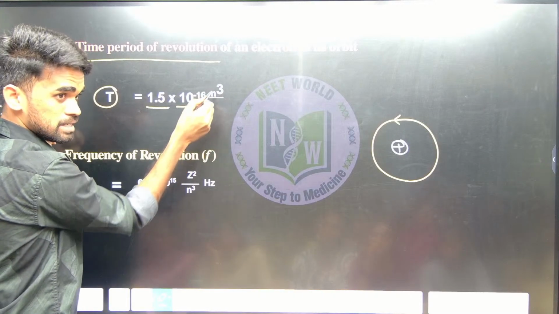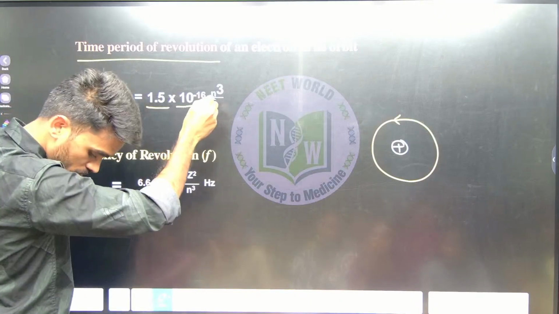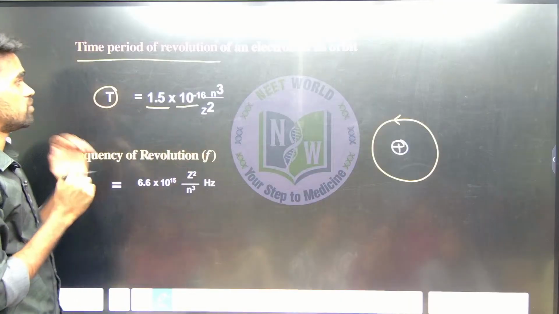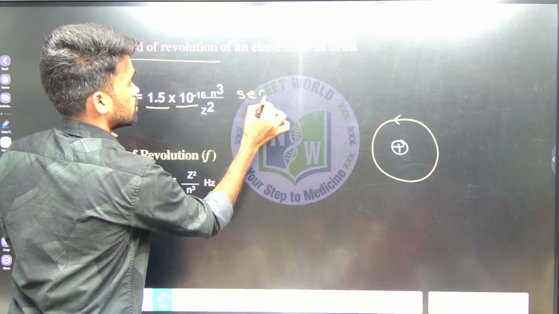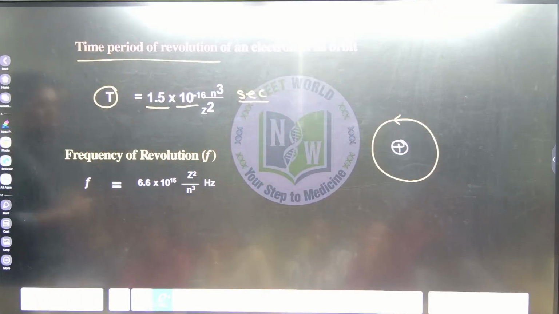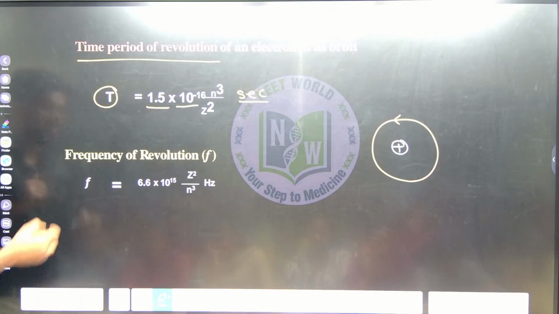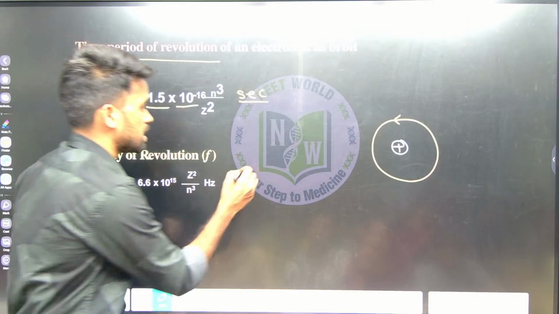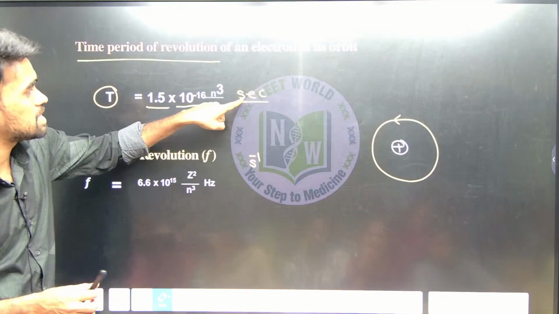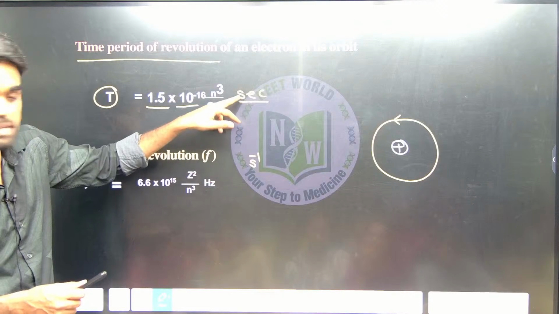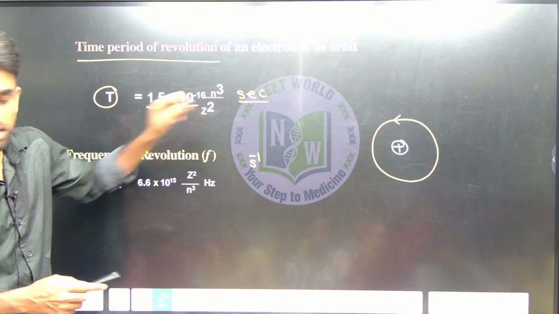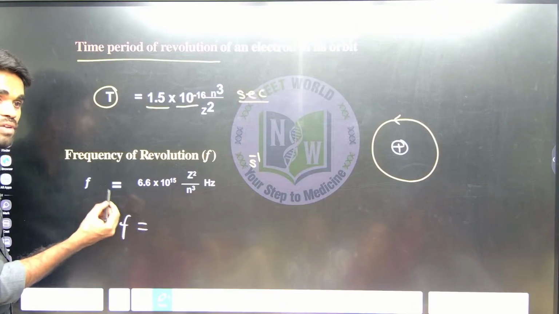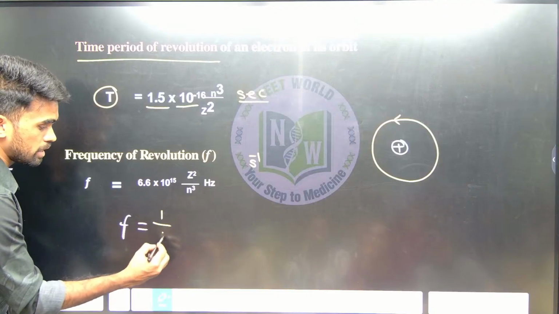What is it? n cube by z square. n represents the orbit number, z represents the atomic number. Remember this formula. So this is in seconds. Next, frequency. Frequency units, you tell me. Hertz or second inverse. If it is seconds, second inverse means reciprocal of this. So frequency of revolution, or revolutions per second, is equals to 1 by T.